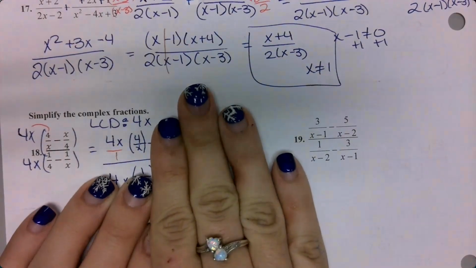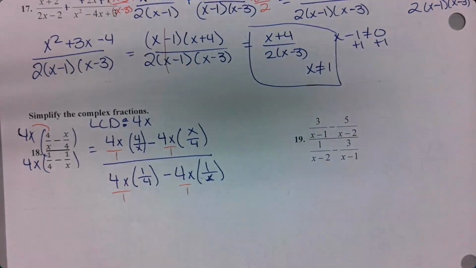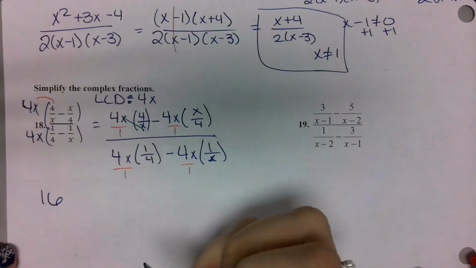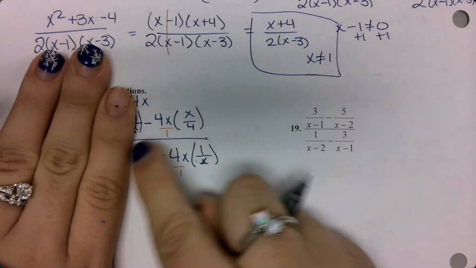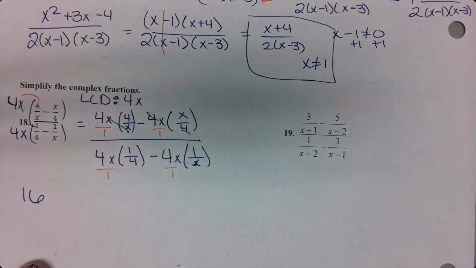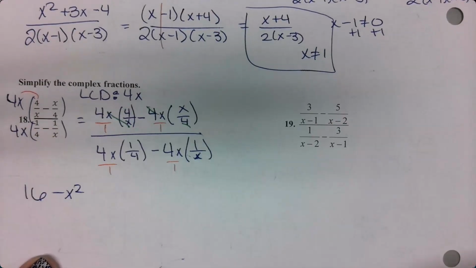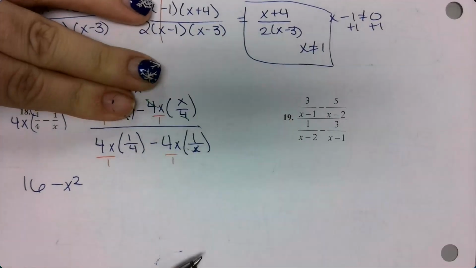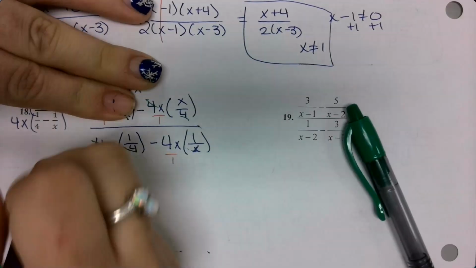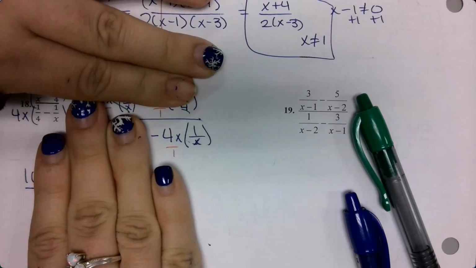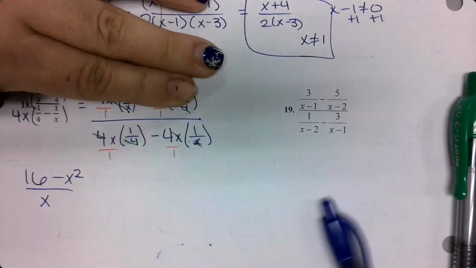So right here I have 4x over 1 times 4 over x. The x's on the denominator will cancel out, which will leave me with 4 times 4, which gives me a 16. Then if I look at this piece right here, the 4's will cancel out, and then I have negative x squared. On the bottom of my fraction, I have 4x times 1/4. The 4's will cancel out, so I just have x. Over here on my last part, I have negative 4x times 1 over x, so my x's cancel out, which leaves me with negative 4.